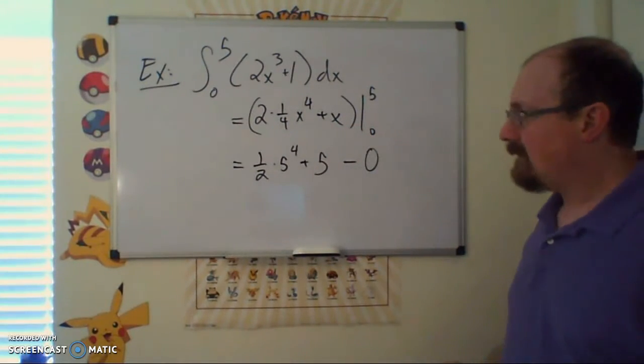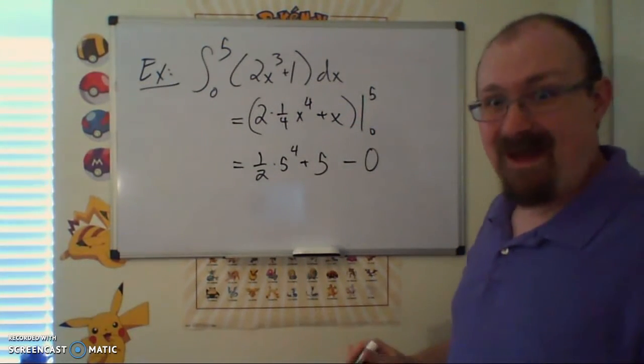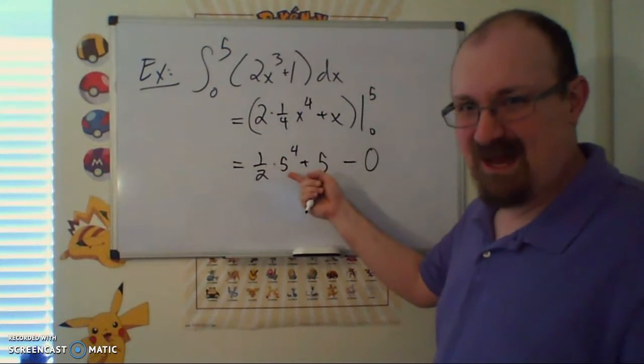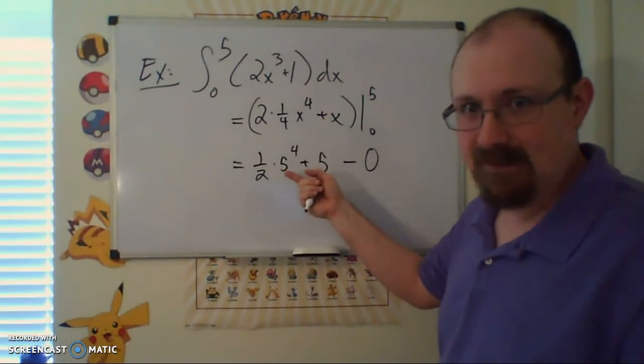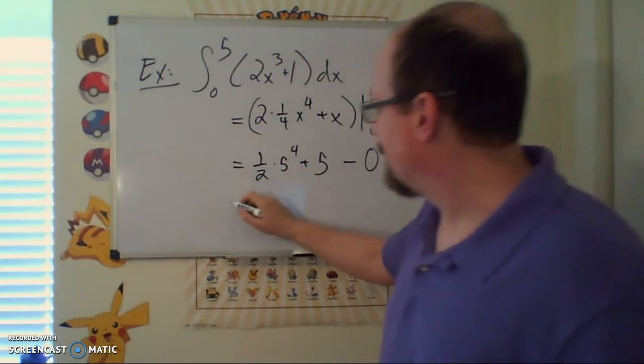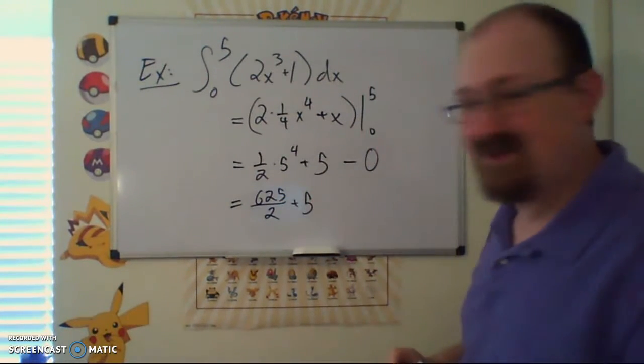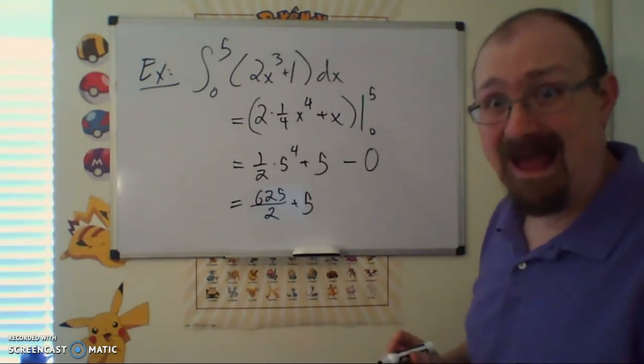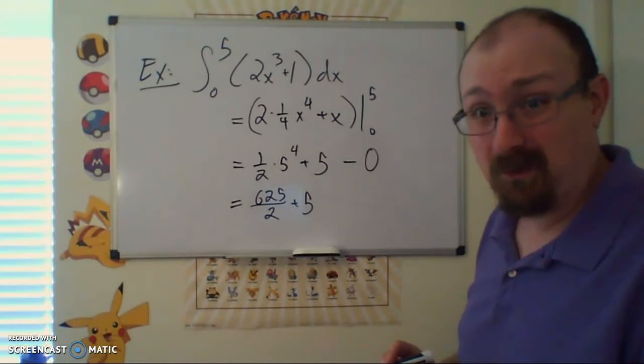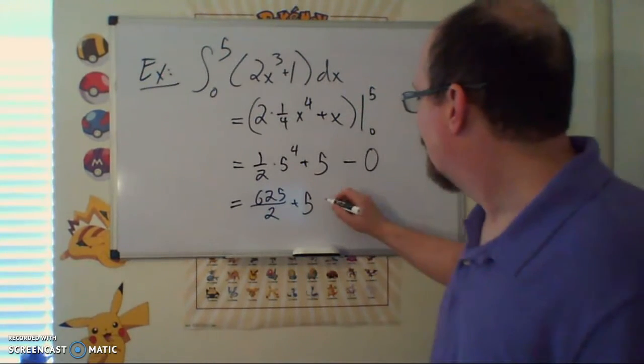So, all right, so way faster. 5 to the 4th, you can check it's 625, however you get at it. So we have 625 over 2 plus 5. That should look really familiar if you jump back to the video on Riemann sums where we worked this sucker out the long way.